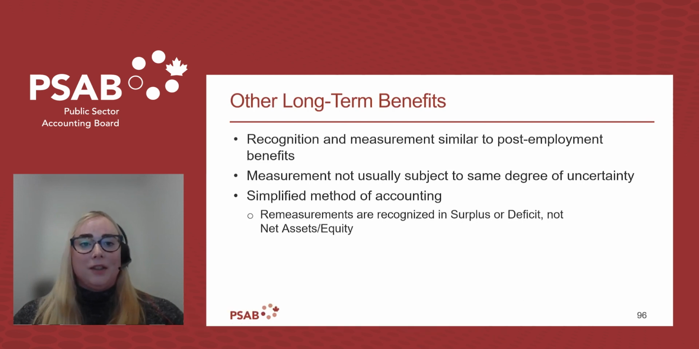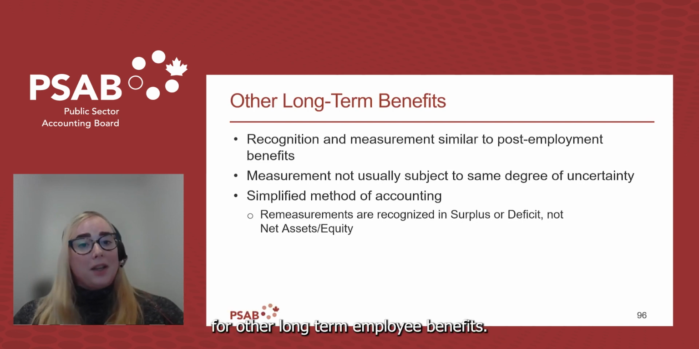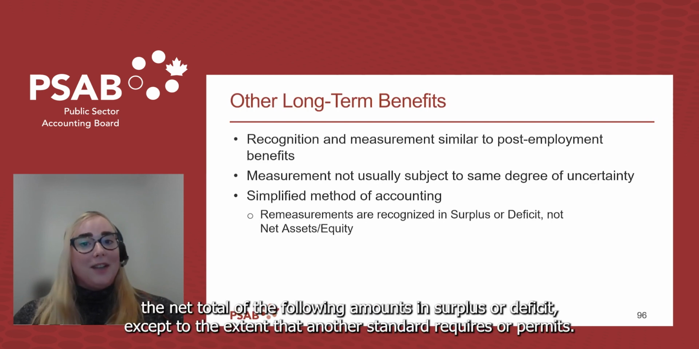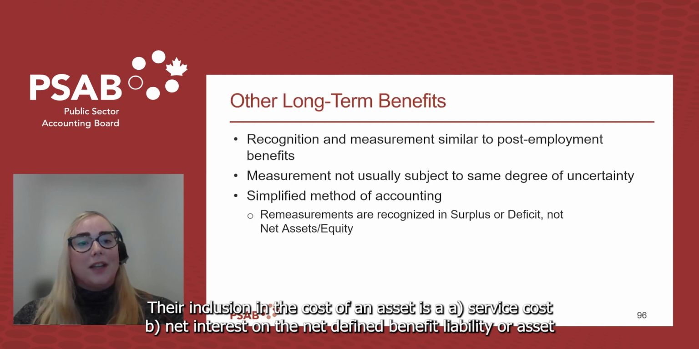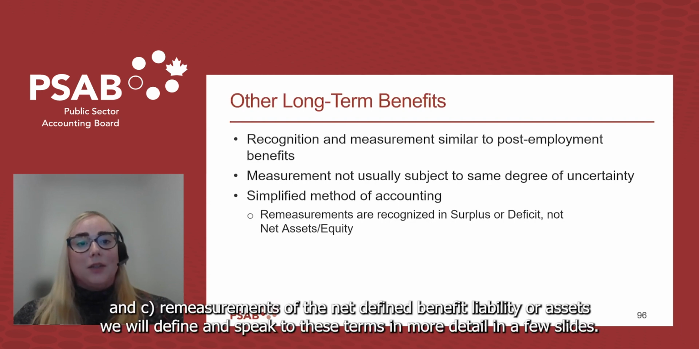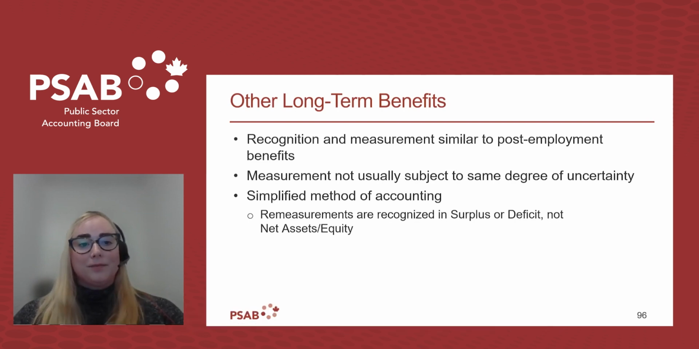For other long-term employee benefits, an entity recognizes the net total of the following amounts in surplus or deficit, except to the extent that another standard requires or permits their inclusion in the cost of an asset. These would be A, service cost, B, net interest on the net defined benefit liability or asset, and C, remeasurements of the net defined benefit liability or asset. We will define and speak to these terms in more detail in a few slides.